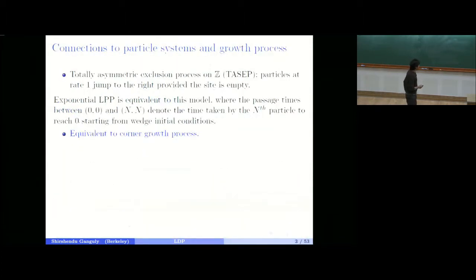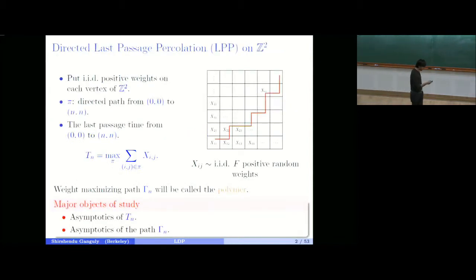There are a bunch of connections to this. This is a percolation model, but it turns out that there are a lot of connections with other particle systems. The most well-known is what is known as the totally asymmetric exclusion process, or TASEP. There you have a bunch of particles on the line, every site has at most one particle, and particles at rate 1 independently try to jump to the right only if the jump is allowed, in the sense that the site next to it is empty. It turns out that this has a direct correspondence with the previous percolation model when the entries are IID exponentials.